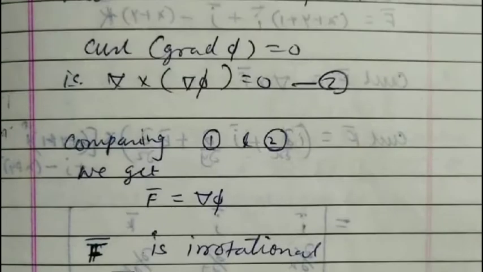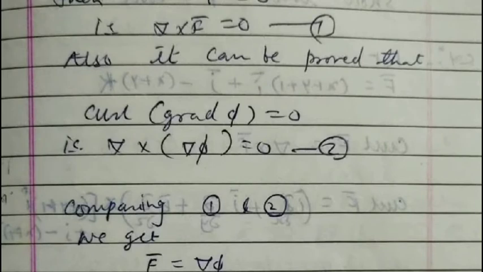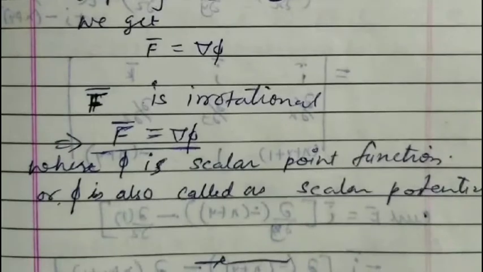Now comparing 1 and 2, compare these two equations. The RHS of these two equations is the same. Therefore, on comparing these two equations, we will get f bar equals del phi, because the two equations are equal. Therefore, f bar equals del phi.